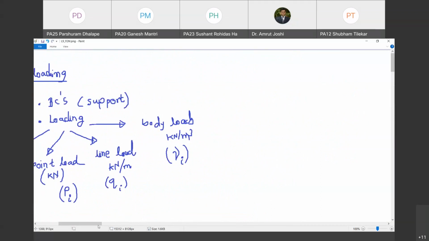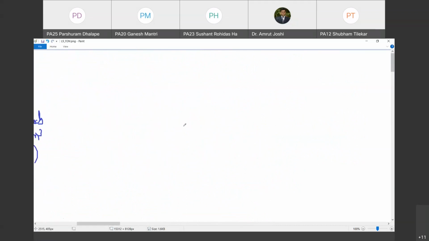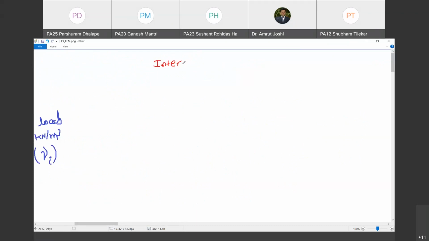Now, the first question that we are going to answer in this finite element formulation is: how do I interpolate the displacements within the element? So what is the interpolation function? What is the interpolation strategy? Then we will go back to this finite element formulation. But the first thing that we are going to learn is the interpolation strategy. Are you with me? Type your response in the chat box.